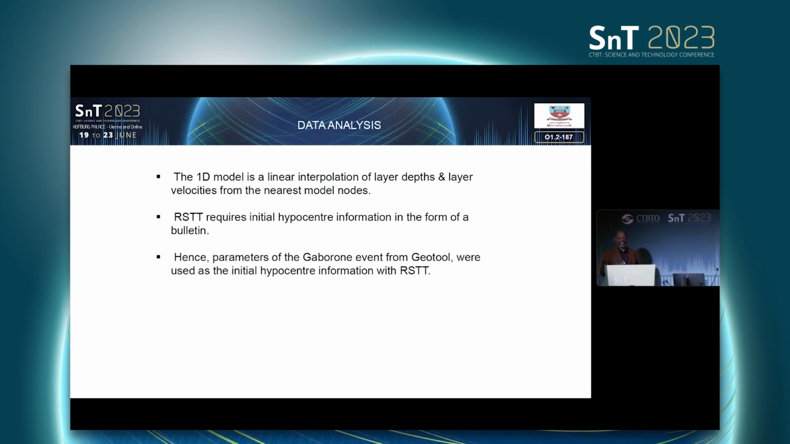RSTT requires initial hypocenter information in the form of a bulletin. So in our case, the parameters of the Gaborone event from GEO2, the results from GEO2, are what we used as the initial hypocenter information for RSTT.